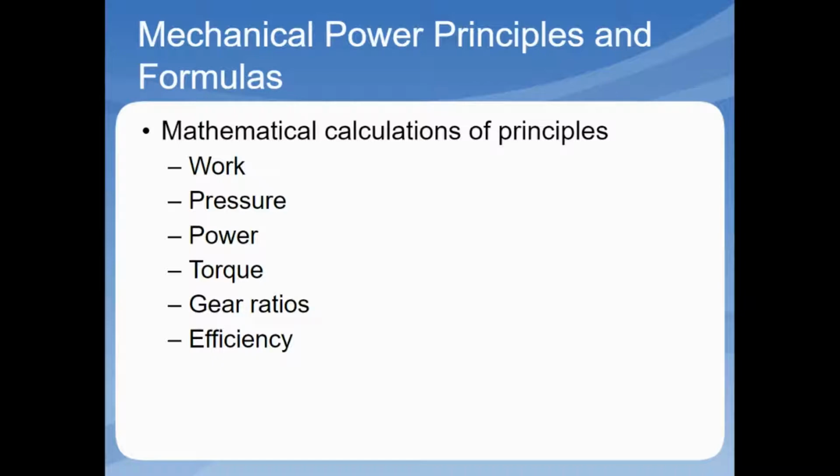And finally, mechanical engineers are concerned with designing the most efficient machines possible. To do this, engineers use a formula that investigates the relationship between the ideal mechanical advantage, IMA, and the actual mechanical advantage, which is AMA.